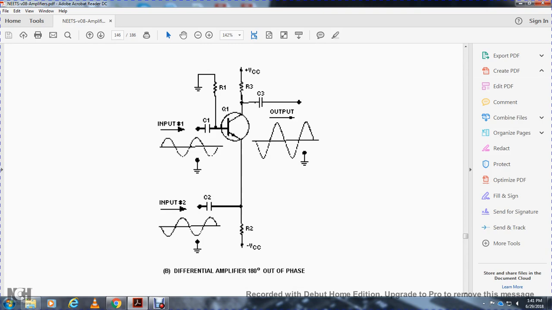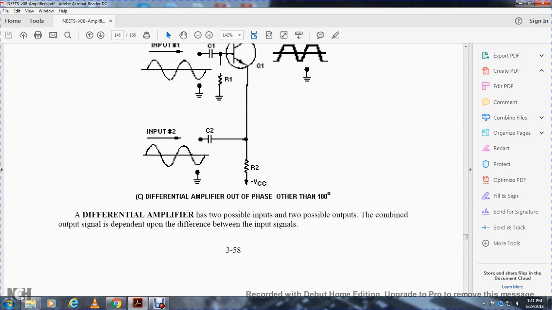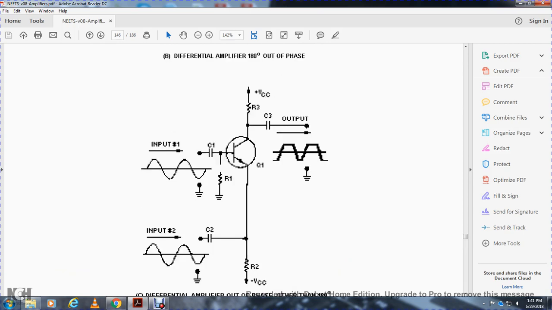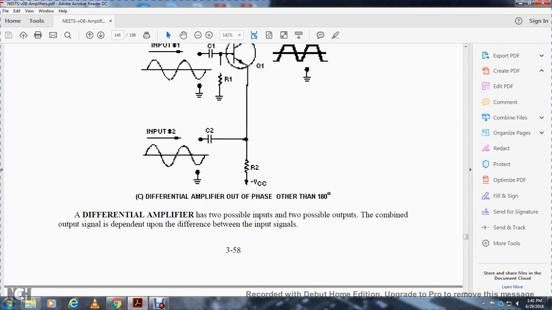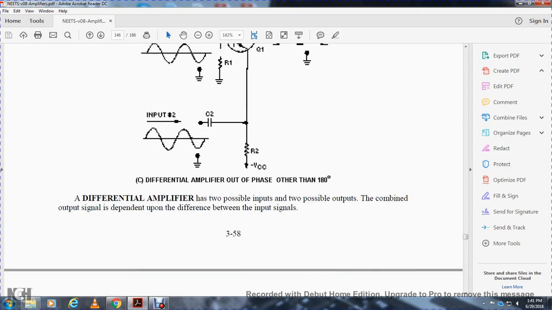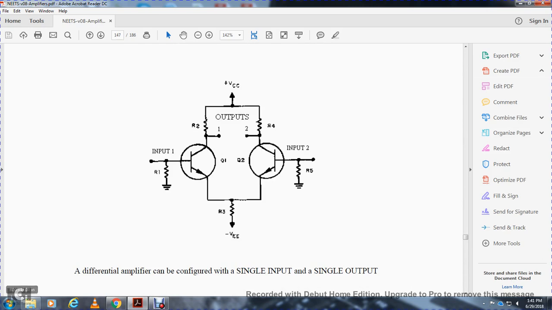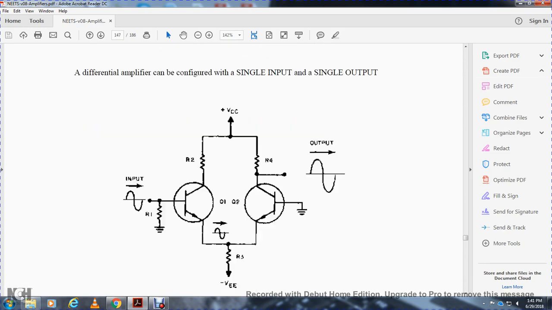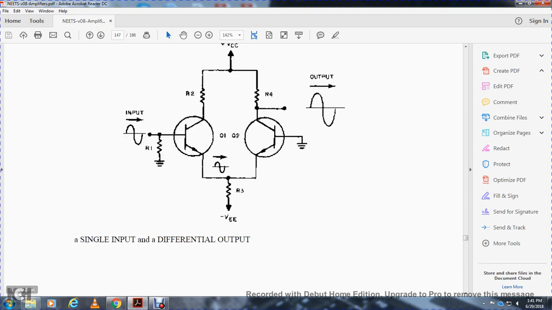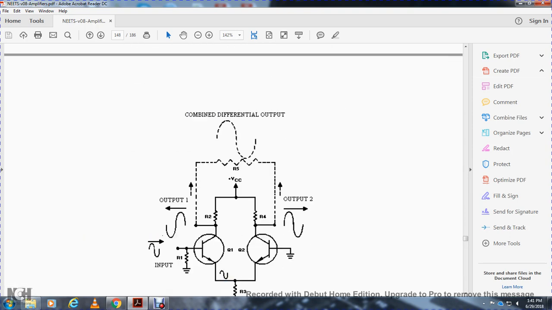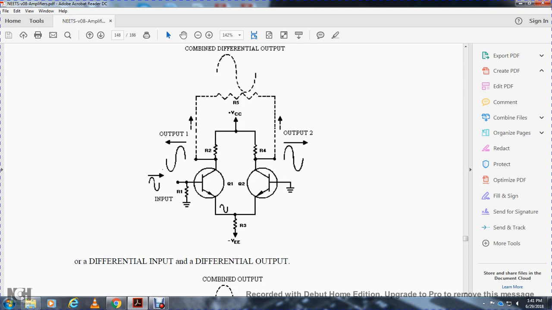Differential amplifier 180 degrees out of phase, and differential amplifier out of phase other than 180 degrees. A differential amplifier has two possible inputs and two possible outputs, with the output signal dependent upon the difference between the input signals, and can be configured with a single input and single output. Also shown is the single input, differential output, a phase splitter circuit.